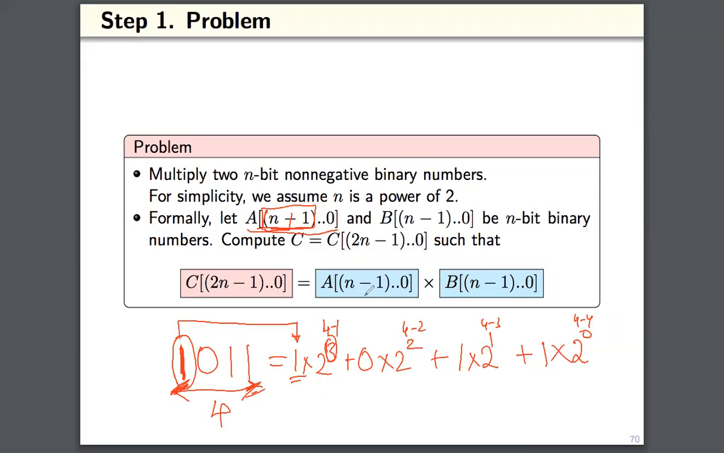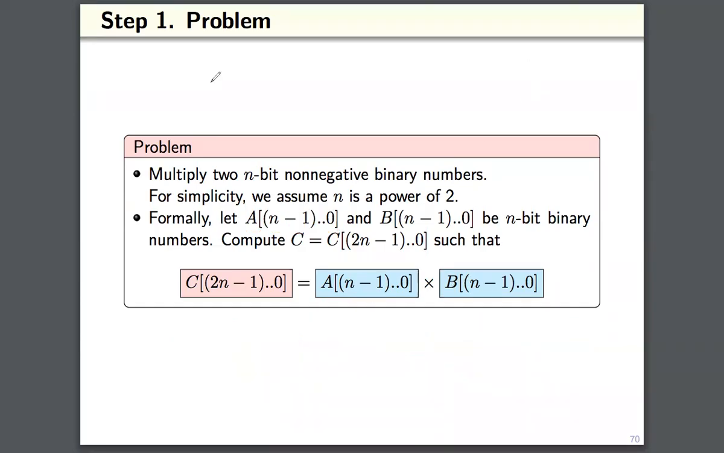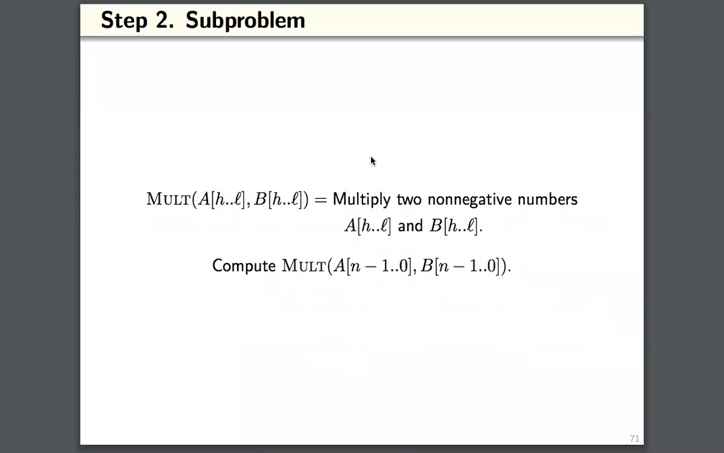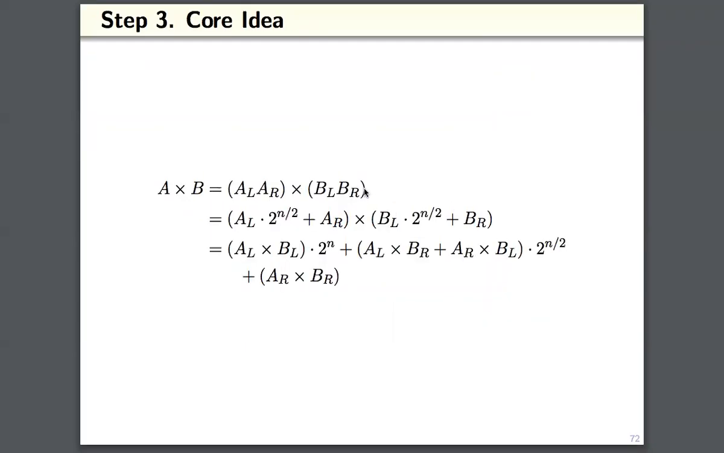Okay, so our aim is to multiply two n-bit binary numbers. So here is the subproblem. I mean, take one subarray of A, take one subarray of B, and multiply. What are we interested in? Multiplication of A n minus 1 to 0, B n minus 1 to 0. Okay, seems fine here. Here is the core idea. Be attentive here. This is a very important idea.